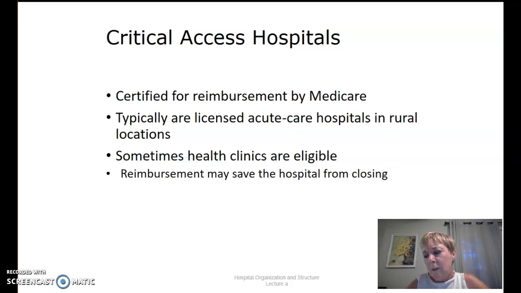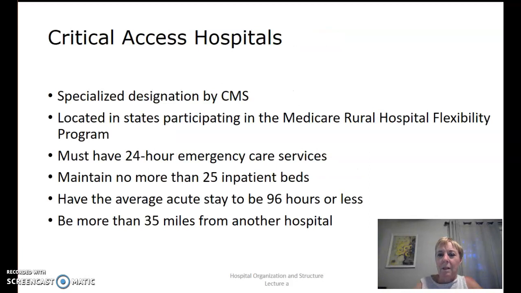And what it says is, you're going to get a little bit of a bump in your Medicare payment and reimbursement for treating Medicare patients. But you have to be certified as critical access. So typically they are licensed acute care hospitals in rural locations, and sometimes they're health clinics. But this reimbursement, this little bump, kept many small hospitals from closing.